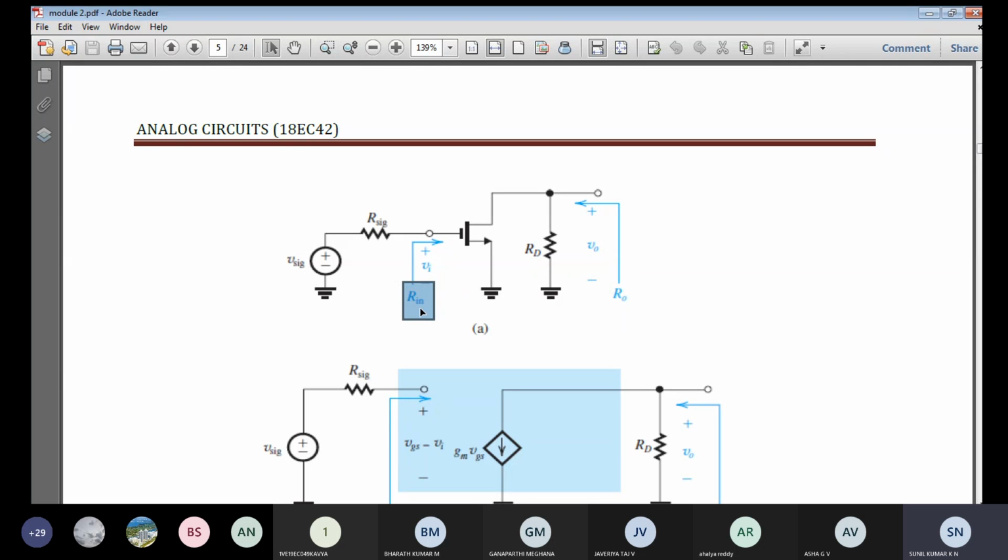Whereas when we are going to calculate this, the output resistance RD is not going to have any impact on the input resistance calculation. Whereas when we are going to find out the output resistance, the input resistance is not going to have any impact because it is not connected. So nowhere the input from the gate and drain is connected.